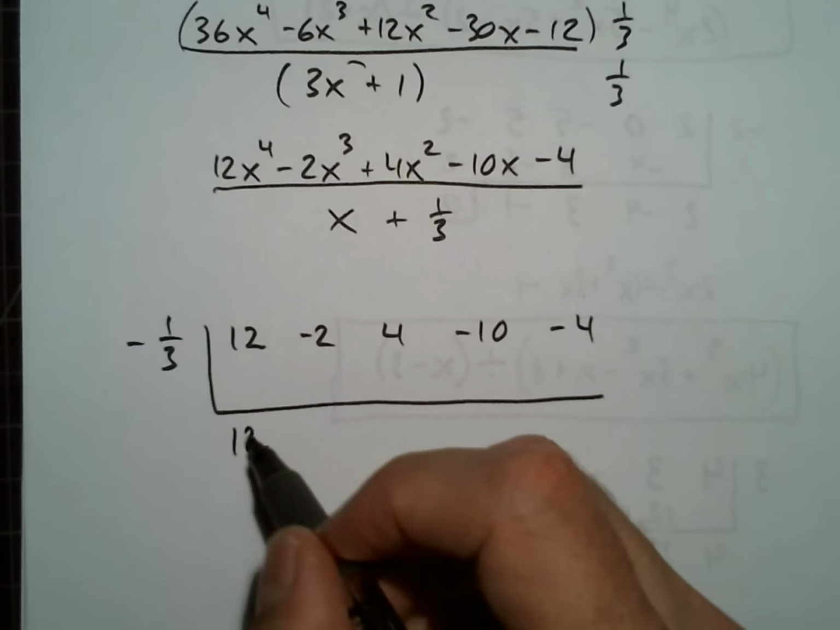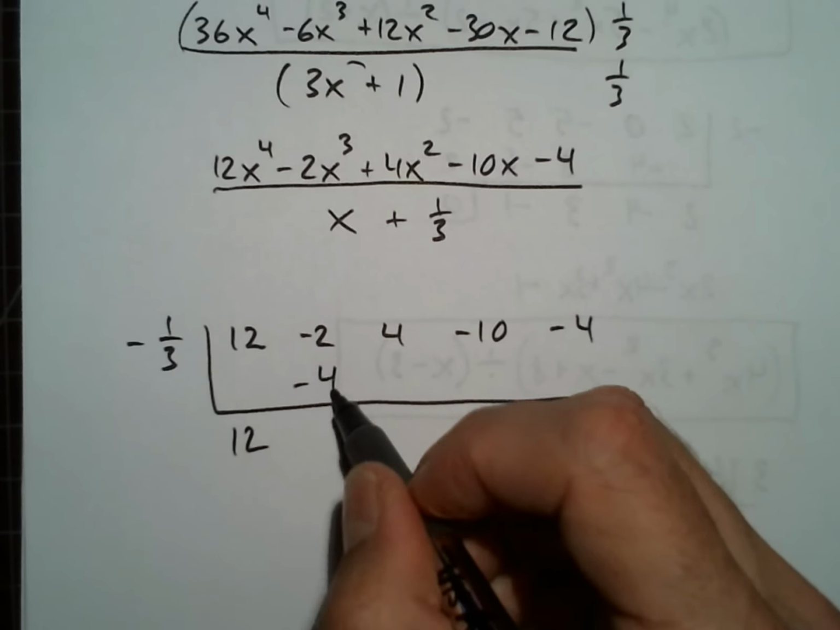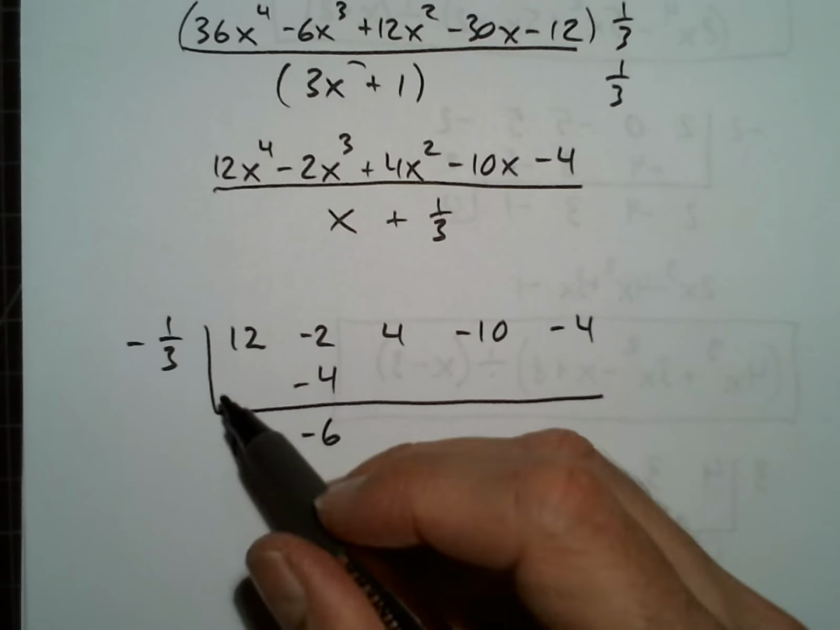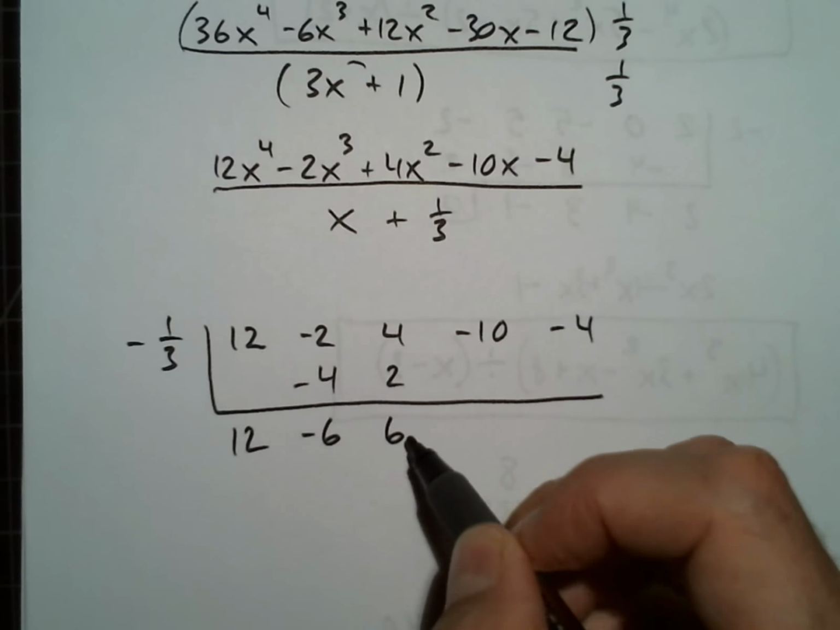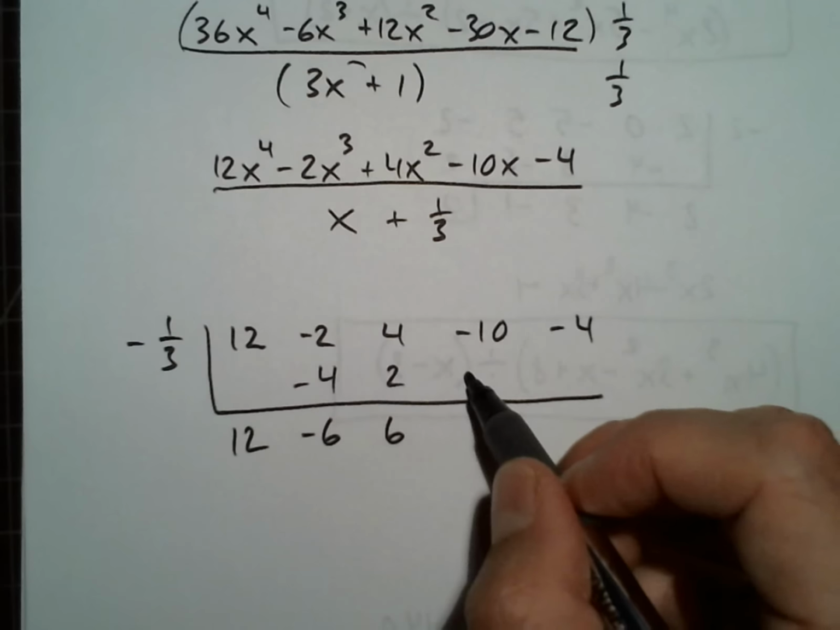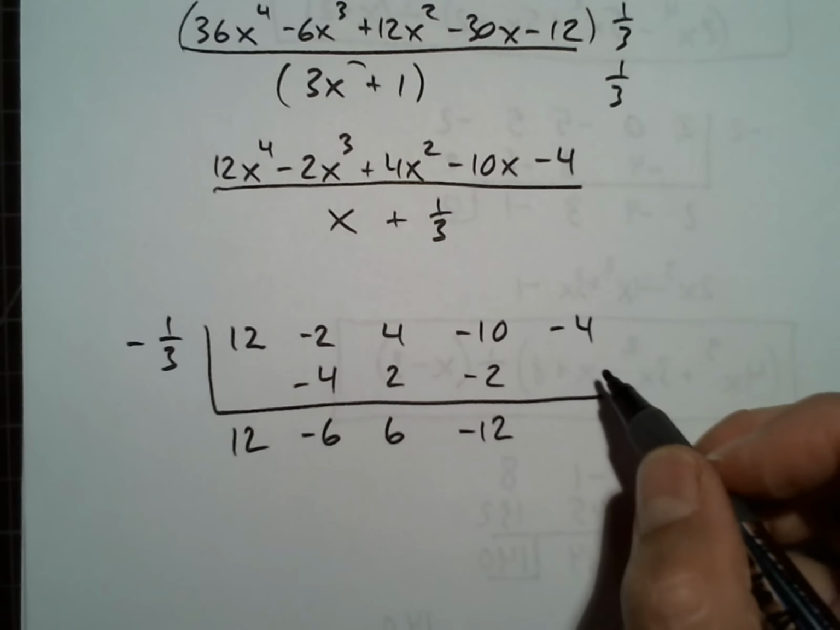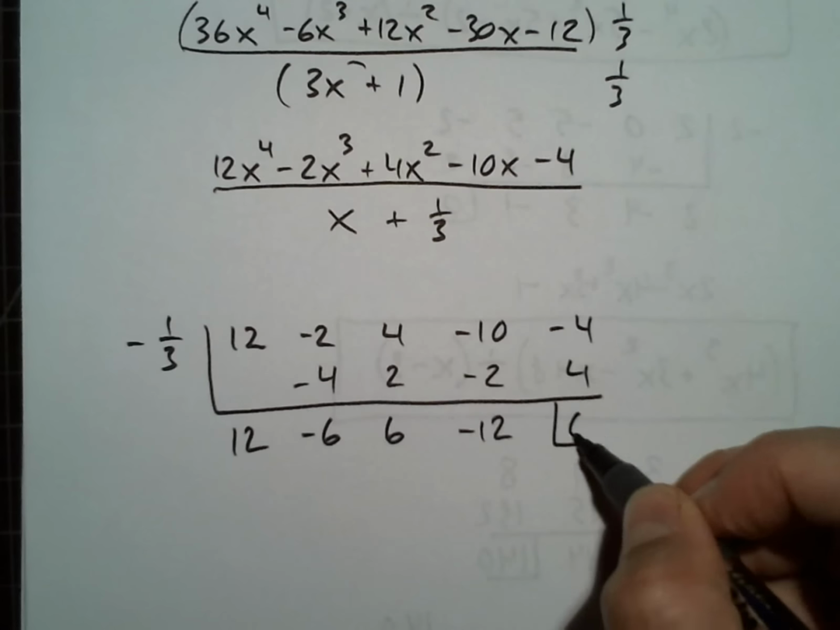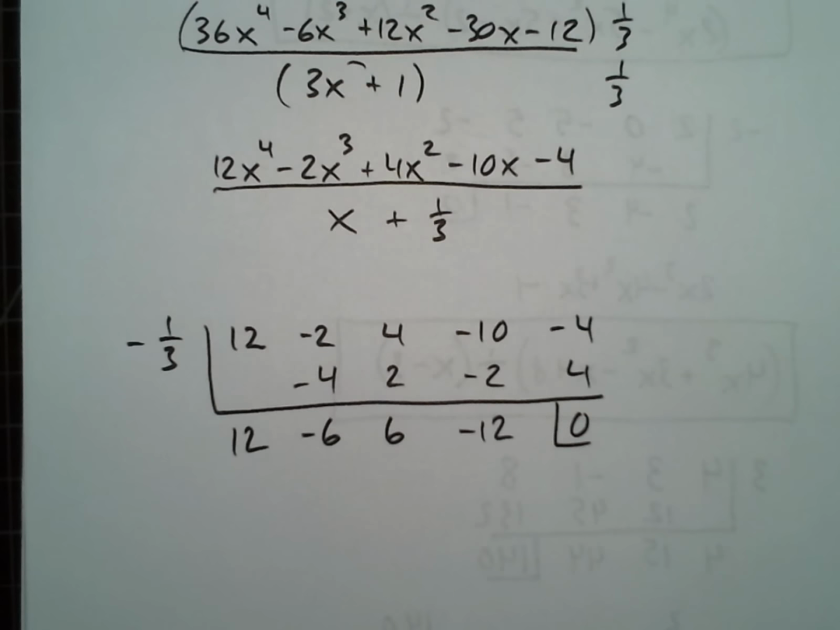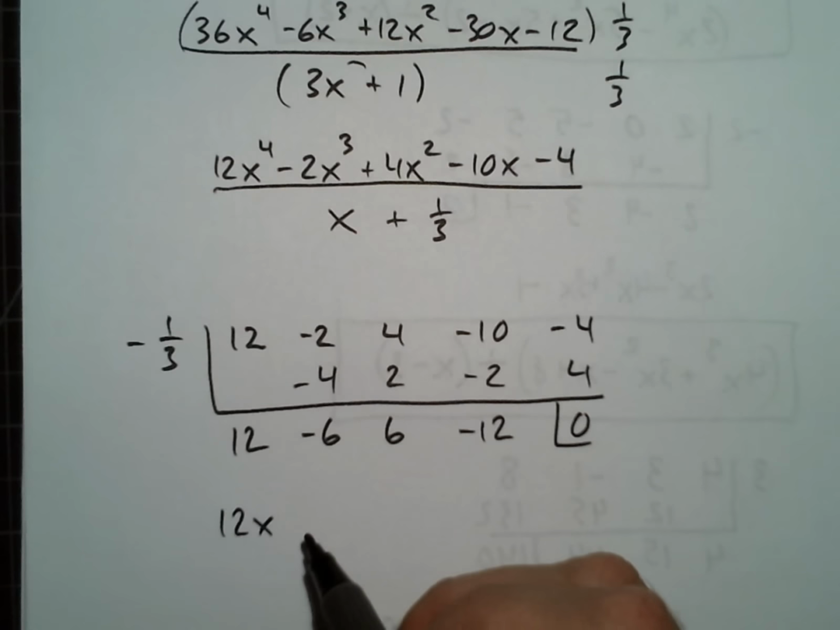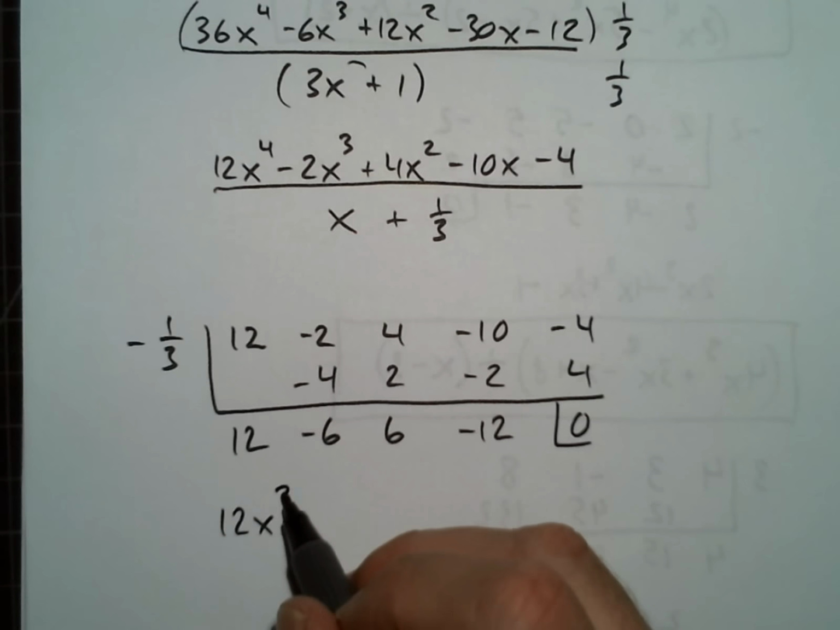Add, multiply, add, and multiply, add, multiply, you get negative 2, multiply, you get 4, add, there's no remainder, so we know the quotient is 12x. We started out with a 4th degree, so now it's a 3rd degree.